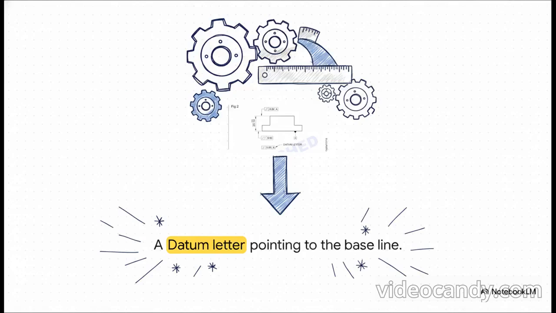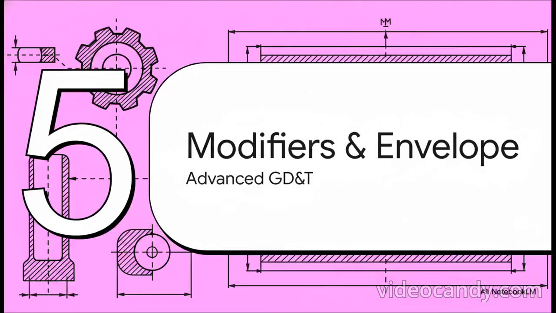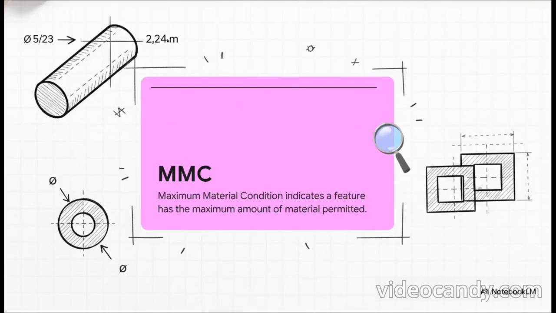Let's look at this in a practical application. Check out datum A here. Notice how the filled triangle physically points directly to the exact baseline of the component. The datum letter A is placed in its own little frame, directly connected to that surface. By doing this, the designer is loudly and clearly establishing the ultimate foundation for this part. Any other measurement referencing A absolutely has to be measured against this specific physical baseline. No exceptions.